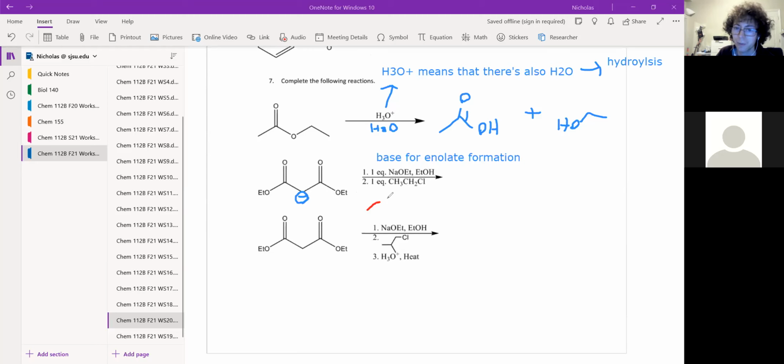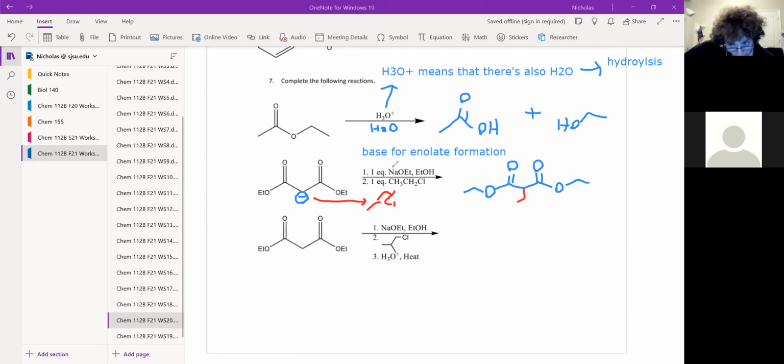And then in the second step, we're adding ethyl chloride. So just like all the times before, we're doing an SN2 reaction, and we're adding an alkyl group to that alpha spot, alpha to both of the esters. And this is where this reaction stops because I don't have any extra steps. I just put the base and then the alkyl chloride. But with a structure like this, it can go further, as we'll see on the next one.